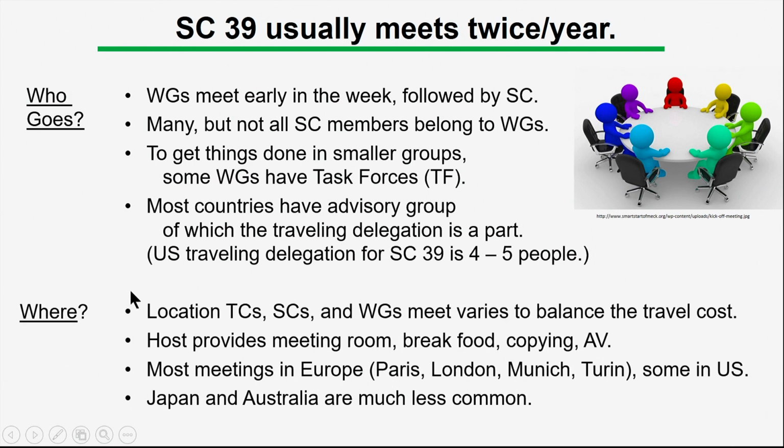Where do they occur? Well, the intent within ISO is to balance cost. But if you look at the members of ISO, the greatest level of involvement is for European countries. So there's this tendency to have meetings in Europe and in cities like Paris, London, Munich, Turin, and the decision about where to go is made by the members of the technical committee, subcommittee, working group, whoever is involved with attending. And they need a host, so that means the host needs to provide meeting space. They may be asked to provide food, secretarial support, and other resources.